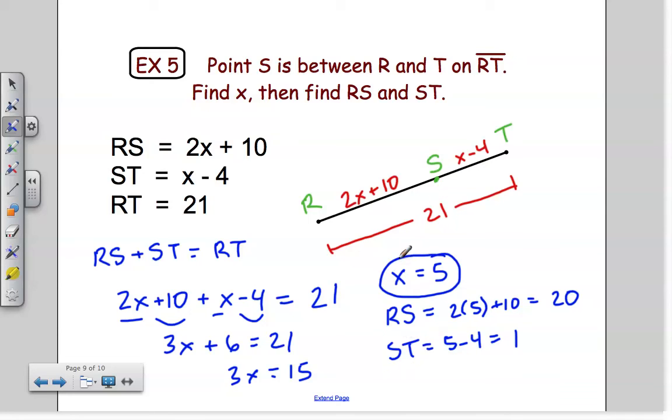So today I'm talking postulates and axioms. We got ruler postulate and segment addition postulate, which are really important in talking about congruent segments.